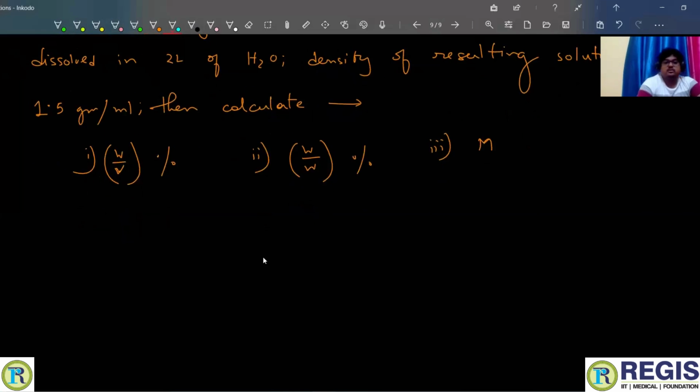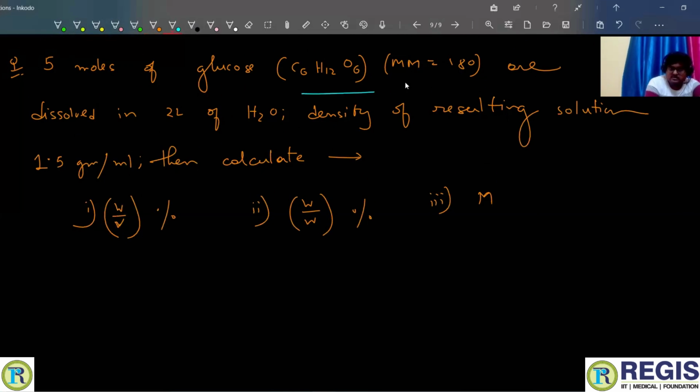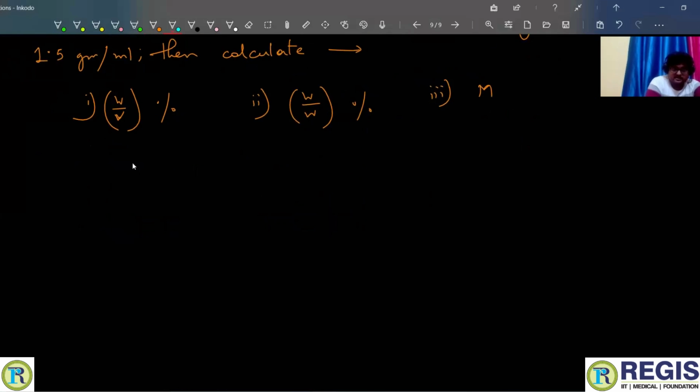Done. Now look, what is given? 5 moles, the number of moles, is given. Molar mass is given. Okay. Molar mass is given, the number of moles is also given. So from here we can write. Just write down first.